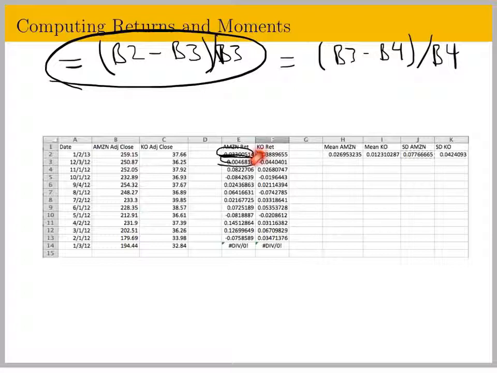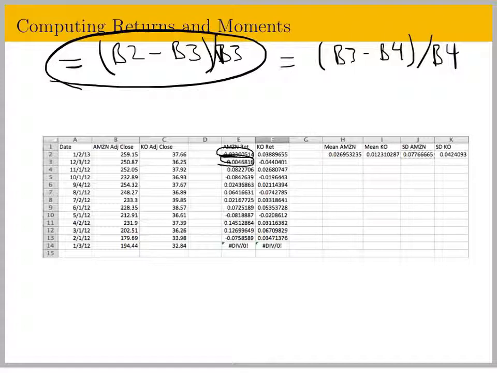The same way I can enter an equation here for the Coke returns using instead C's, since they are in the C column, the Coke prices. And then you'll notice down at the bottom there's this DIV/0, meaning that we can't compute a return here because there are implicitly zeros here. When I take 194 minus 0 and divide by 0, I get it divided by 0, which is an infinite number and it's not computable in Excel. So in fact, I've got 13 prices for Amazon, 13 for Coke, and I have 12 returns as a result.